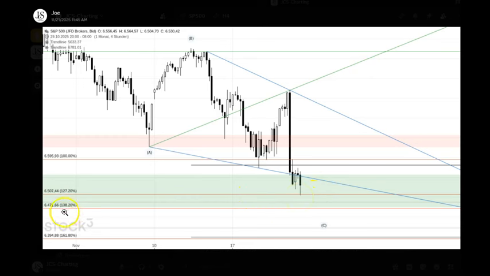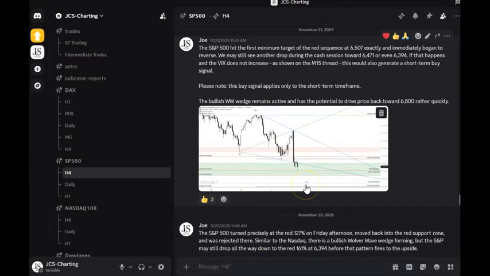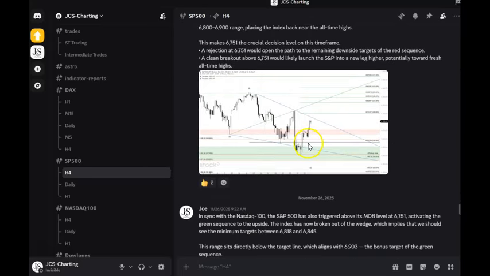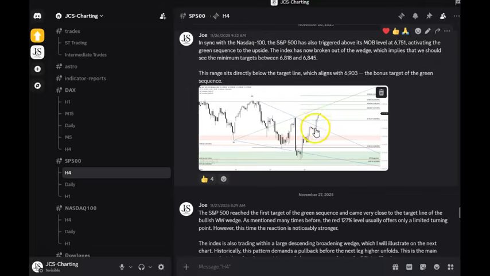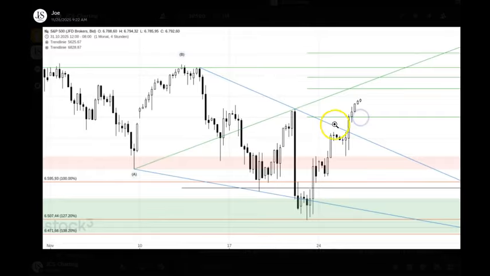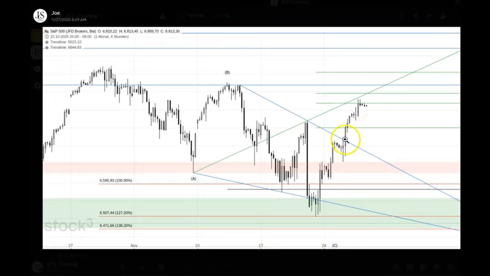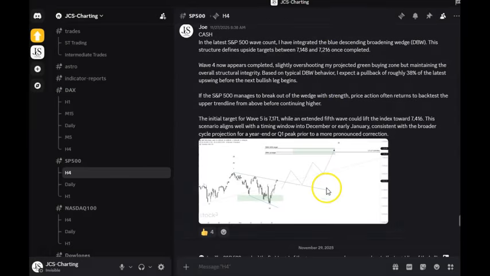We were waiting here for the 138, because that is usually the turning point of a larger move to the downside. And then we ran all the way up. We broke out of that wedge. Later on, we triggered that green sequence here on the right. And we were hitting the min targets.